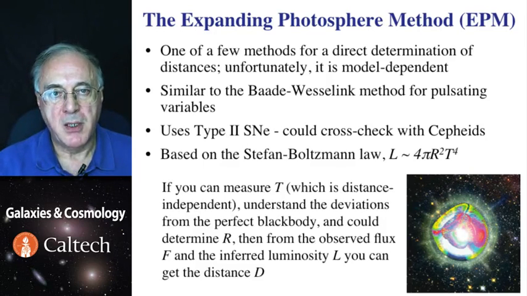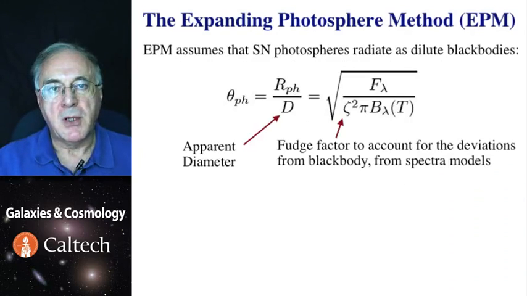The physical basis behind this method is that supernova photospheres will emit light in a way that's not too different from black body radiation, according to the Stefan-Boltzmann law. So if you can measure temperature, and if you can measure the radius of the photosphere, then you can immediately derive luminosity. From the luminosity and the observed apparent brightness, you can find the distance. So this is how it works.